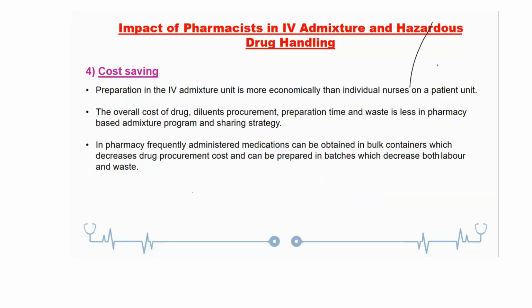And it goes without saying that one of the most important impacts of pharmacists in the IV admixture unit and in handling hazardous drugs is cost saving. Preparation in the IV admixture unit is more economical than individual nurses preparing on a patient unit. The overall cost of drug diluent procurement, preparation time, and waste is less in a pharmacy-based admixture program and in a sharing strategy. In pharmacy, frequently administered medication can be obtained in bulk containers, which decreases drug procurement cost, and can also be prepared in batches, which decreases both labor and waste.